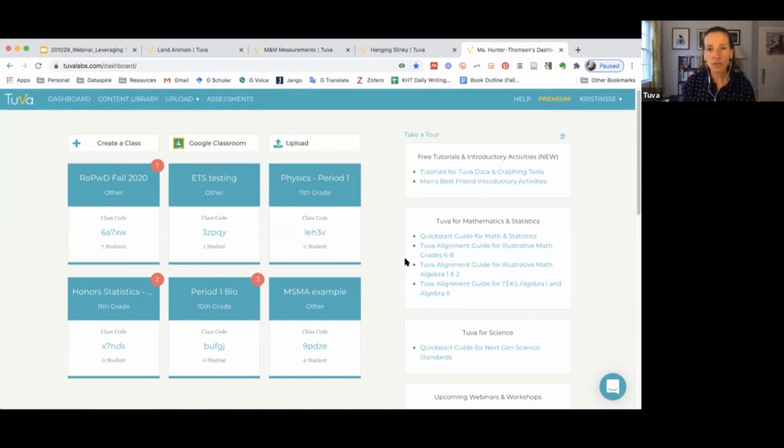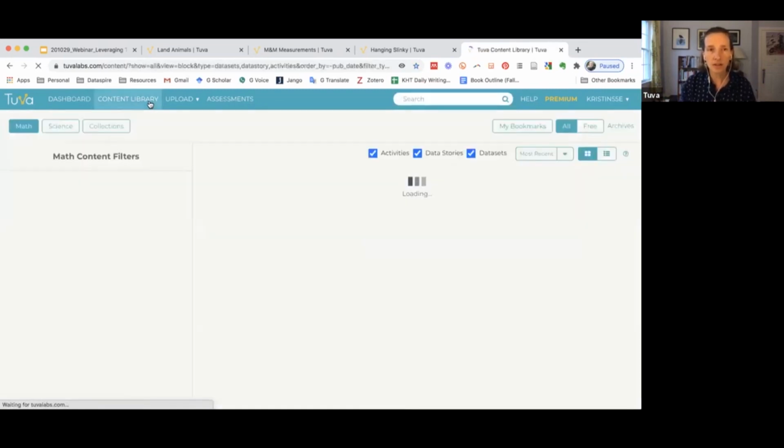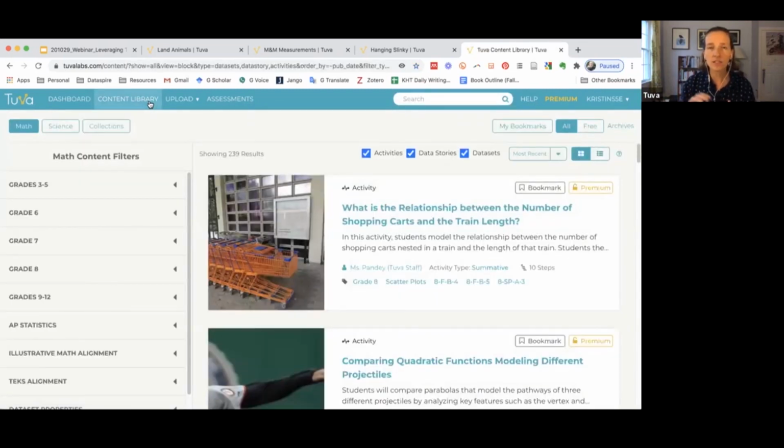So we've got resources on your dashboard, which is where you get directed as soon as you log in. Exploring this content library to find activities, data stories, and data sets that are relevant, that are all tagged by grade level and by specific concepts, I think is a great way to go.